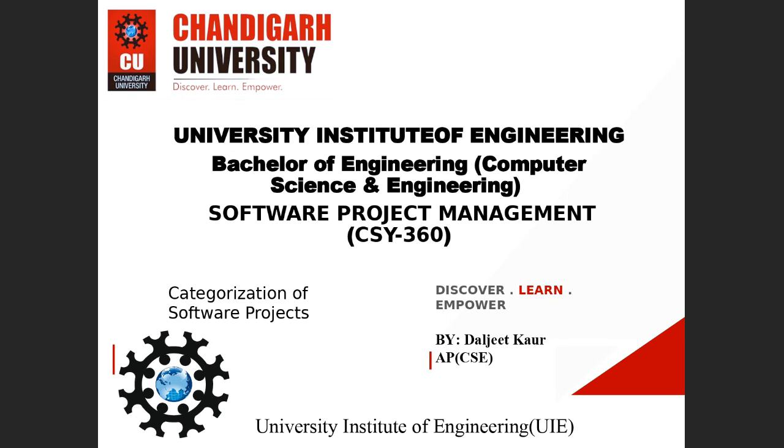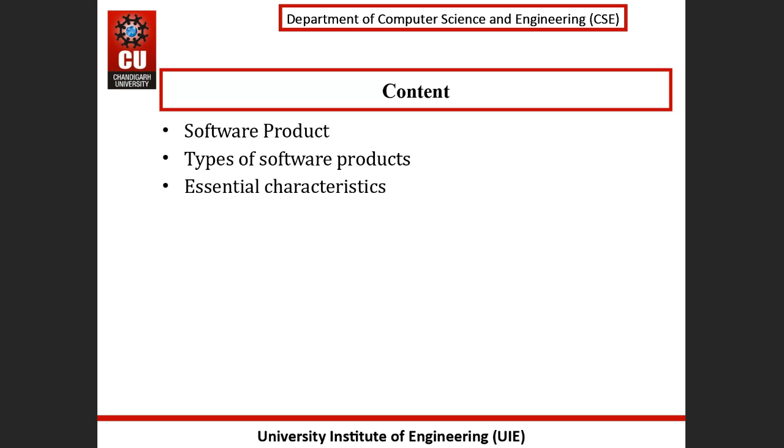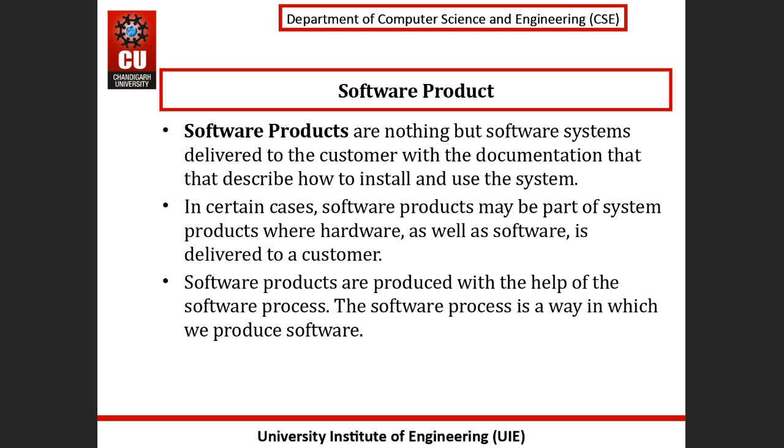In categorization of software projects, first we will discuss what is a software product. Fine. After that, we'll discuss broadly the two categories of software product and essential characteristics of any software product. So what is a software product or software project? First, software products are nothing but software systems delivered to the customer with the documentation that describes how to install and use the system.